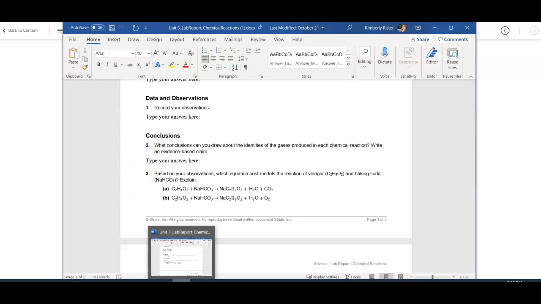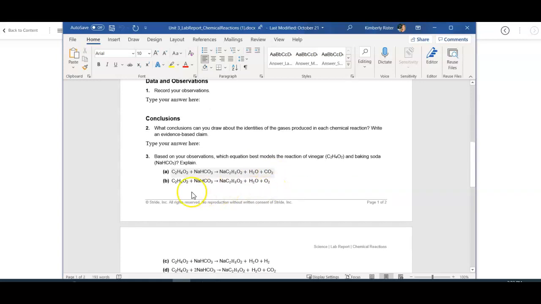And then when you get to question 3, it shows you some different chemical reactions that are happening. It shows this C2H4, this is vinegar. The next one is baking soda. So you're seeing that combination together produces something new, right? This looks different than what's over on the reactant side, plus water, plus carbon dioxide. Okay, so that's one choice. The other is showing, again, vinegar and baking soda producing new substances. You've got water and oxygen.